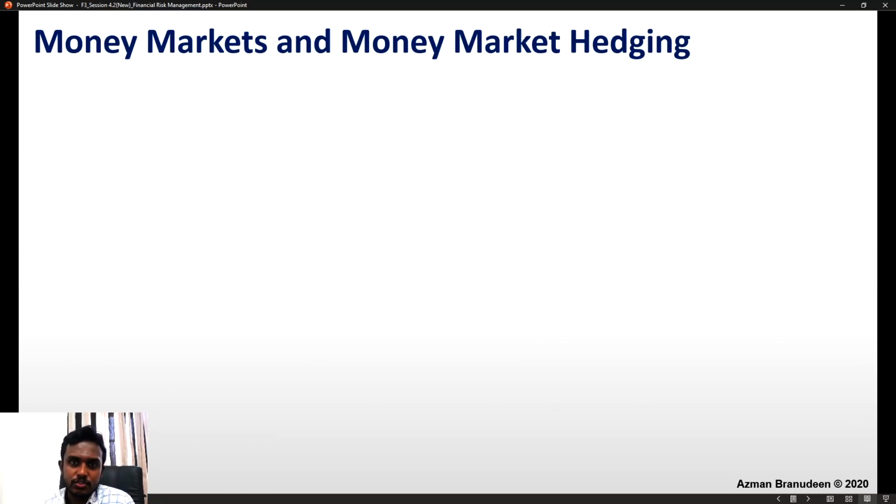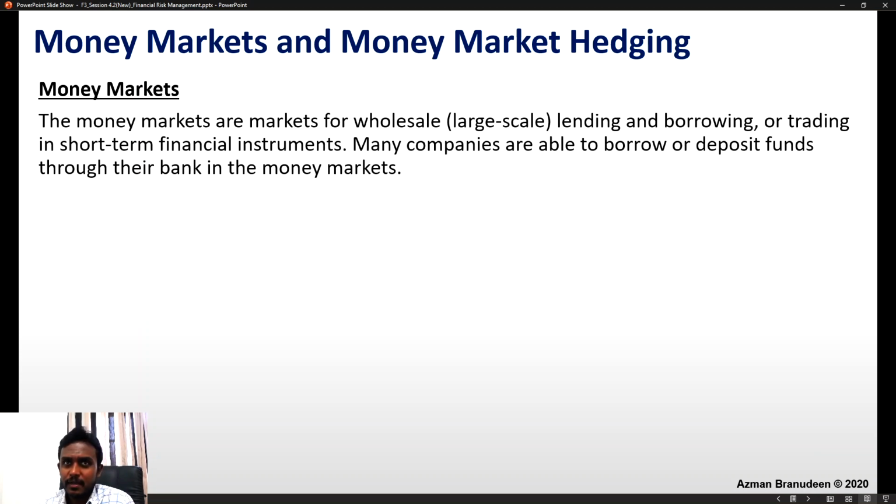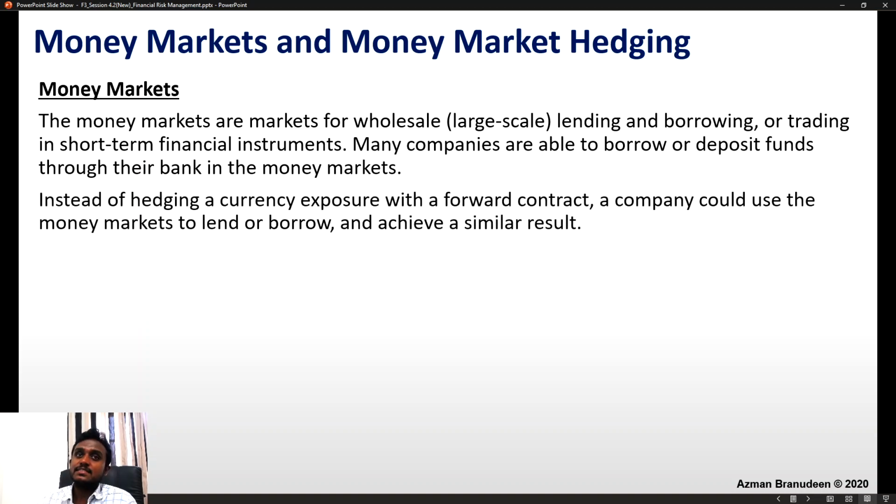The second instrument we are looking at is money markets and money market hedging. So first of all, what are money markets? You know, capital markets. The money markets are markets for large-scale lending and borrowing or trading in short-term financial instruments. Many companies are able to borrow or deposit funds through their bank in the money markets. Instead of hedging a currency exposure with a forward contract, a company could use the money markets to lend or borrow and achieve a similar result.